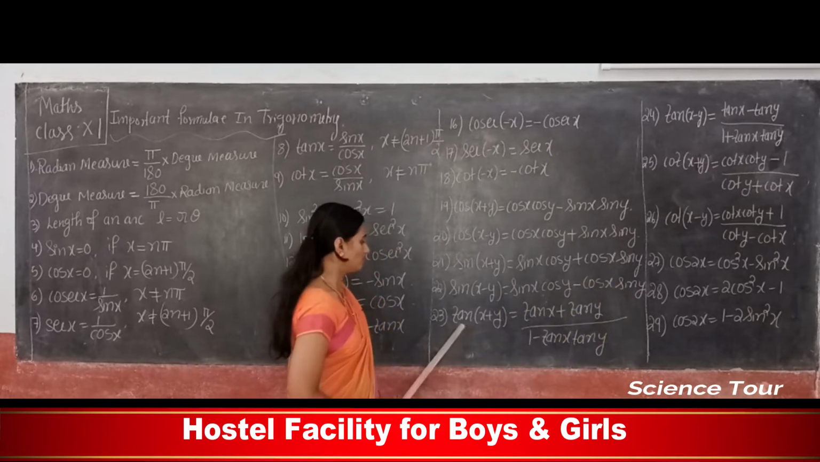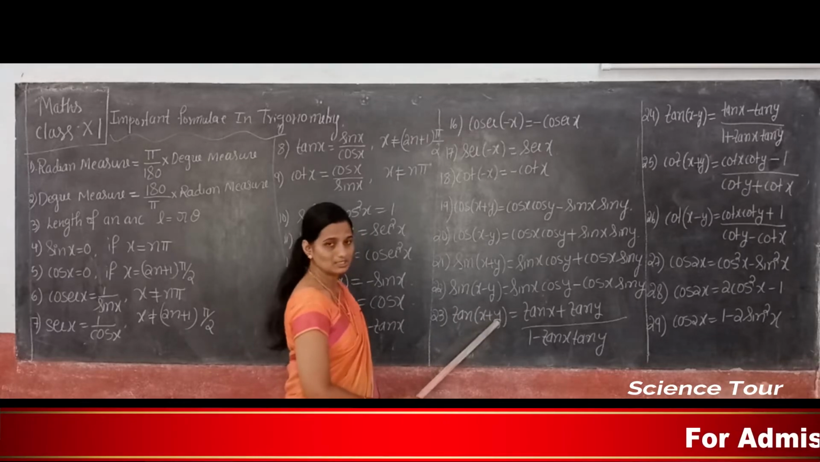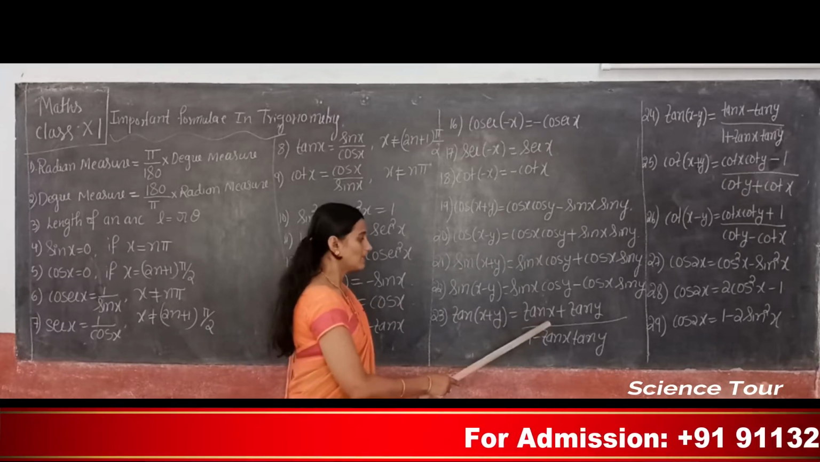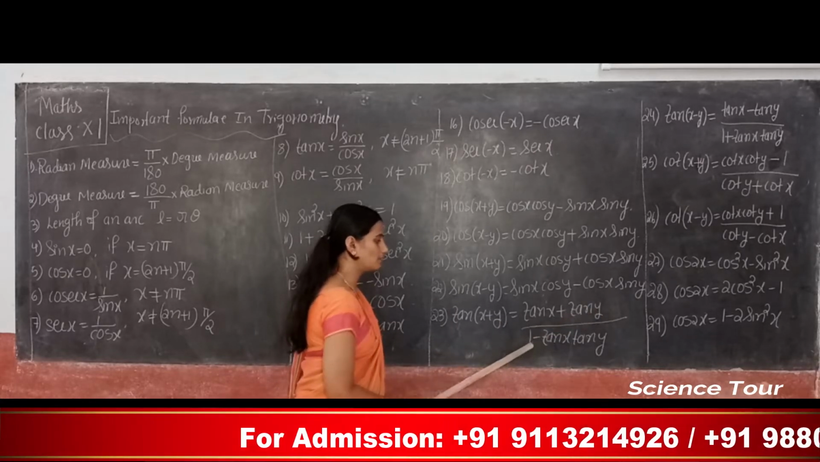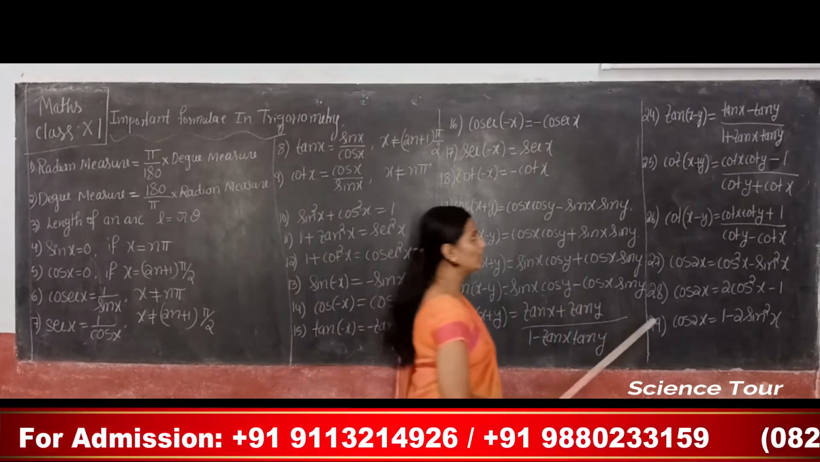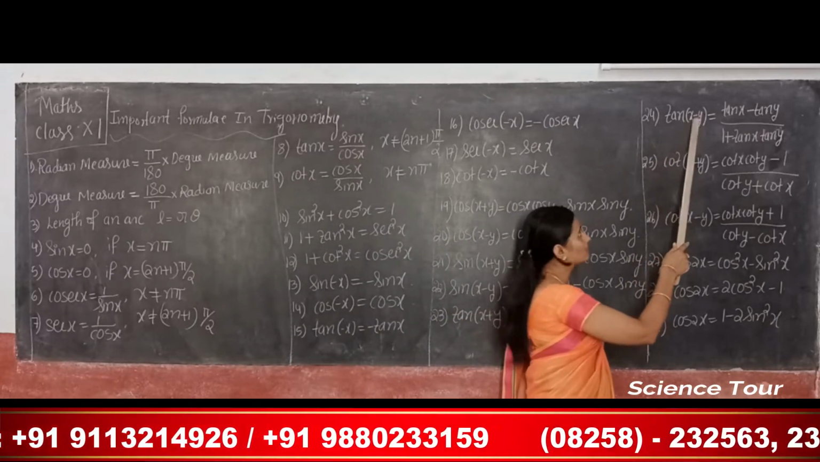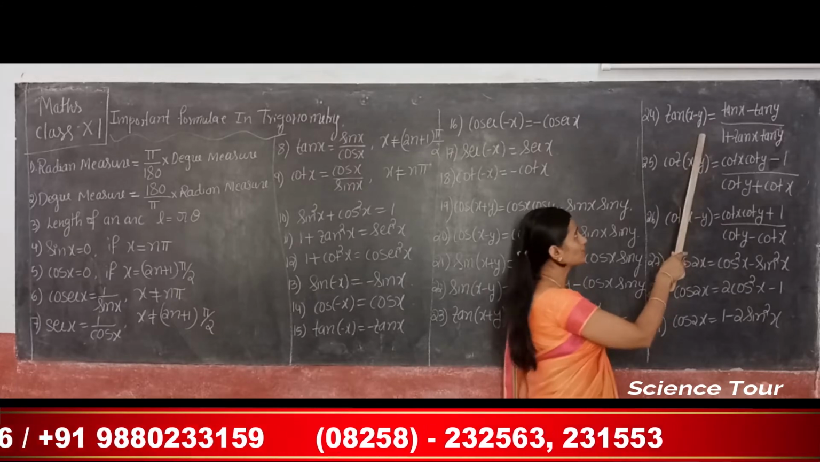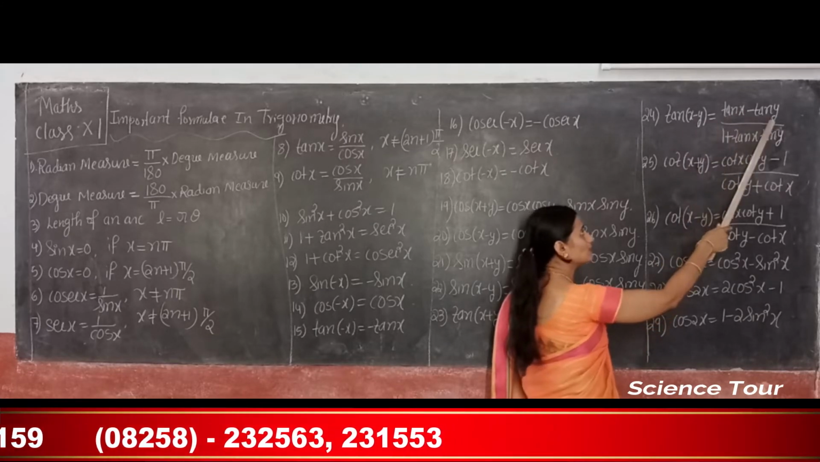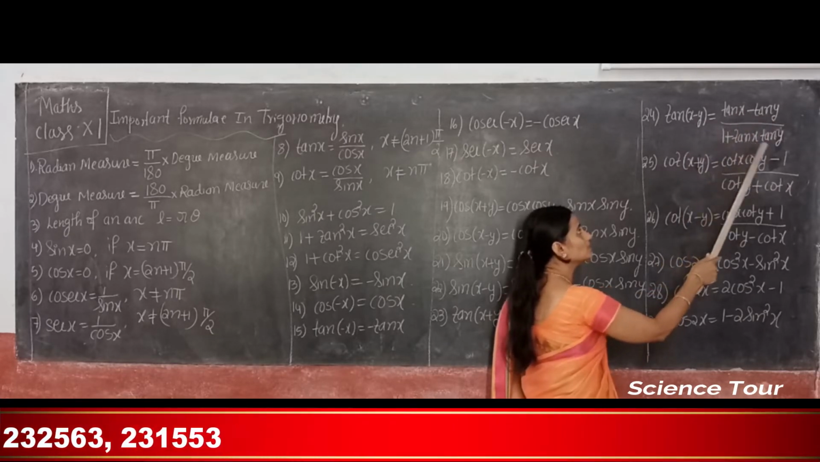So next formula is tan(x plus y). What is the formula of tan(x plus y)? Tan x plus tan y divided by 1 minus tan x into tan y. Next, tan(x minus y) is tan x minus tan y divided by 1 plus tan x into tan y.